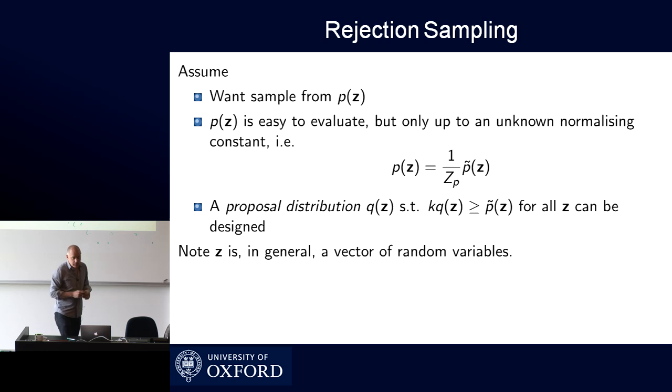Did Ian do rejection sampling? Yeah, he did? Okay. So it's worth pointing out just one little twist on rejection sampling, because it shows up, and it was actually the original Church inference algorithm.